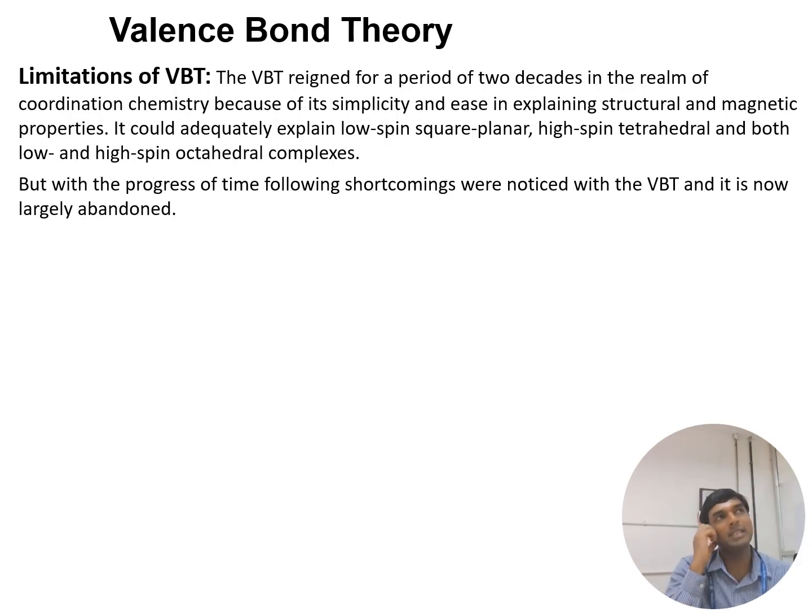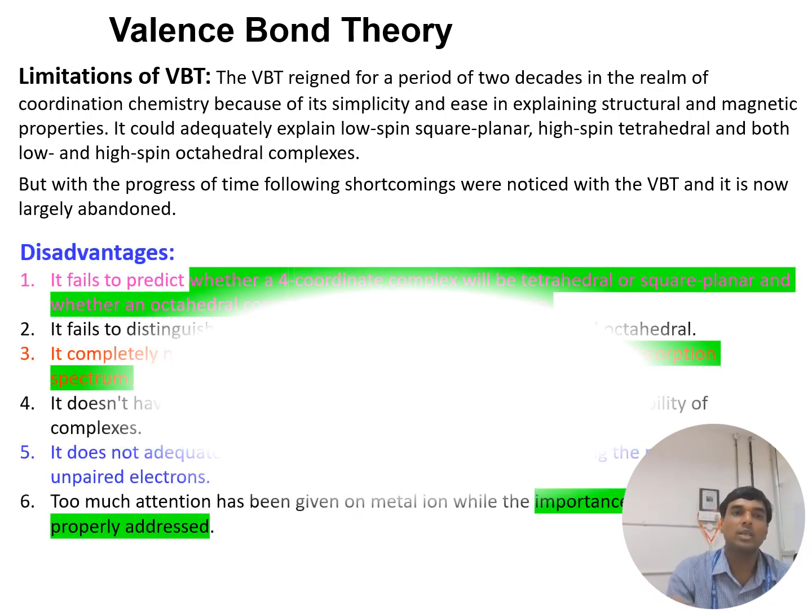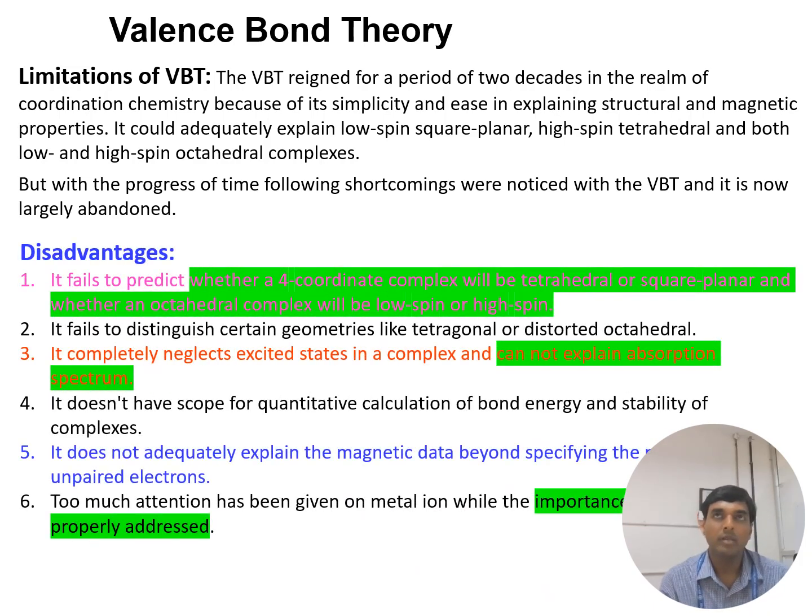Now, what is the limitation of valence bond theory? The main problem is that it cannot explain whether a tetrahedral or octahedral complex is a low spin or high spin complex. It cannot tell about color properties, why certain metal complexes are colored. So that's why the concept of crystal field theory comes.